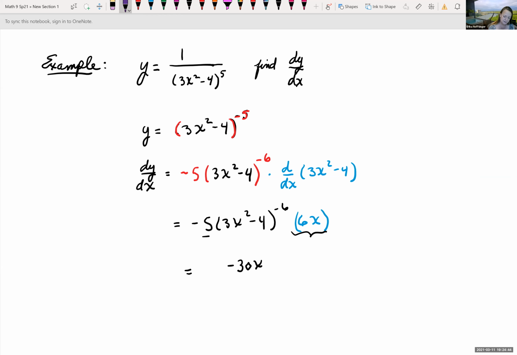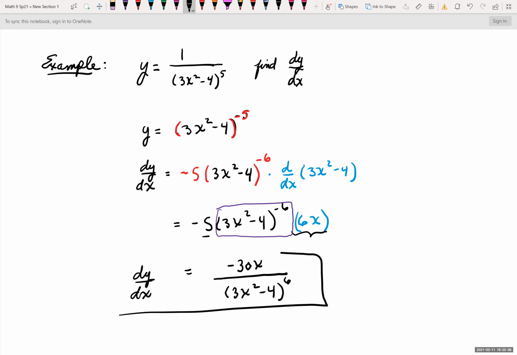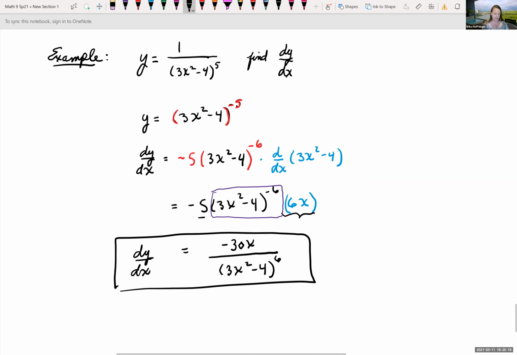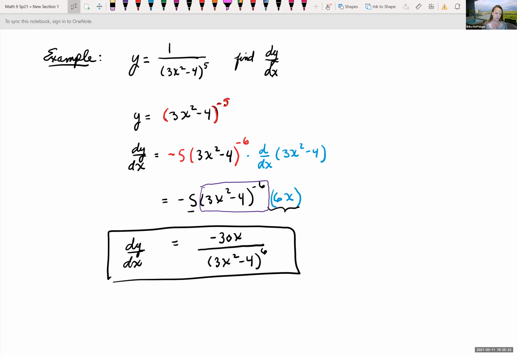At the same time, let's bring down this parentheses with a negative exponent to change the sign and make that exponent positive. So we can bring down the whole piece with a negative 6 exponent, the parentheses 3x squared minus 4, and now it's raised to the 6th power. So we found the derivative using the chain rule, but first we had to manipulate it so that we could use the chain rule and not the quotient rule.